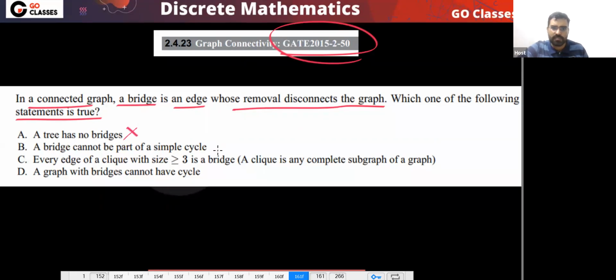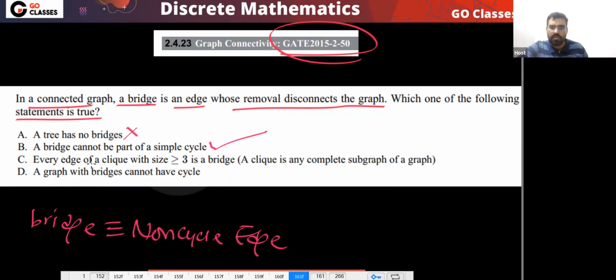What about this? A bridge cannot be part of a simple cycle. Yes, a bridge means a non-cycle edge. Correct or not? Did you understand? Are all these concepts clear? Every edge of a clique is a bridge? No. A graph with bridges cannot have a cycle? Again, this is no.